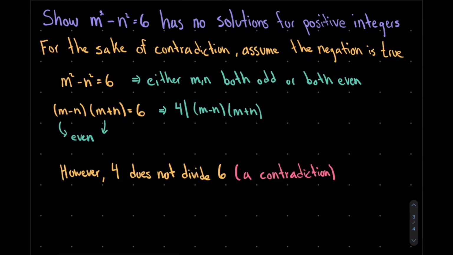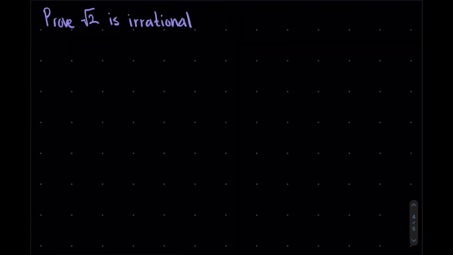So this is a contradiction, showing that the negation of the initial statement was false, and therefore the initial statement is true. Now, this is probably the most common example people use when explaining the proof by contradiction.